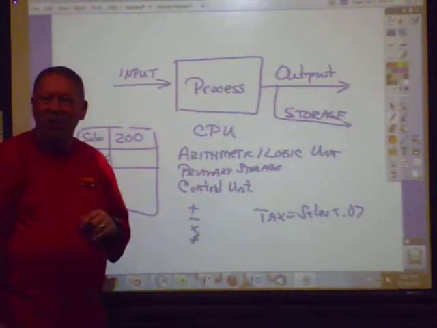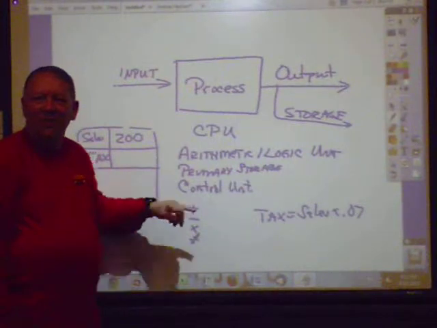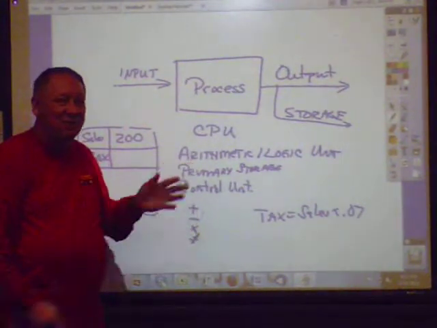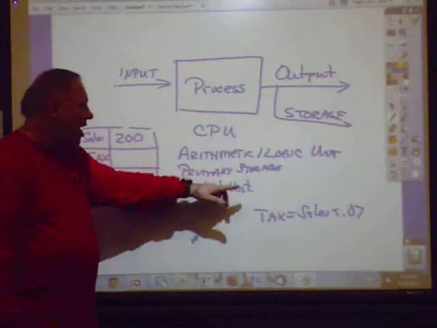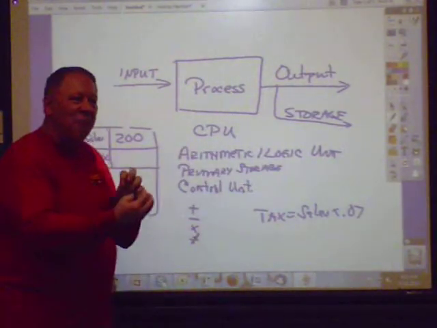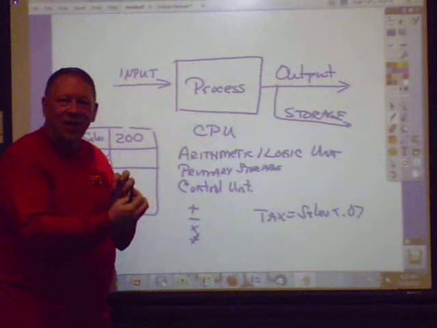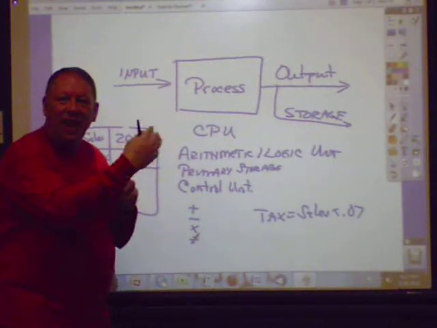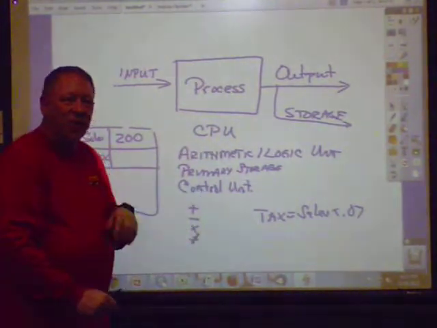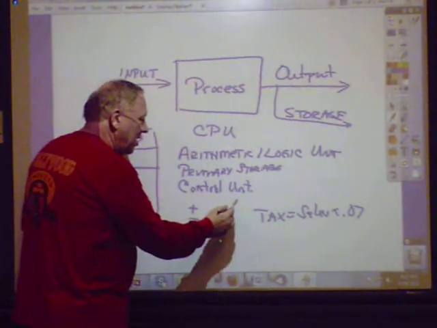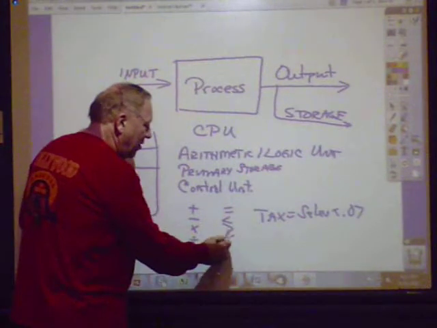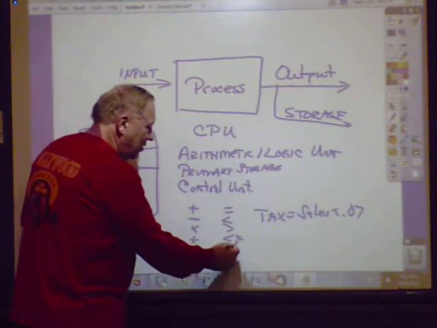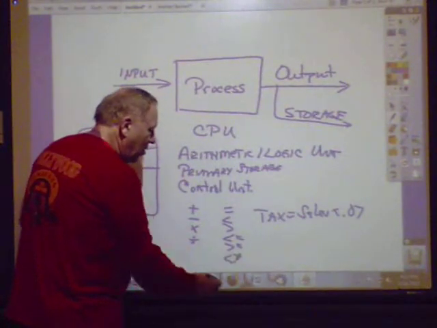Technically, multiplication and division are repetitions of addition and subtraction. They're functions of that, but these would be the basic operations. The logic unit compares. I can say if, and then give it a comparison. And it can compare whether two things are equal, one's less than the other, one's greater than the other, one's less than or equal, one's greater than or equal, or they're not equal.